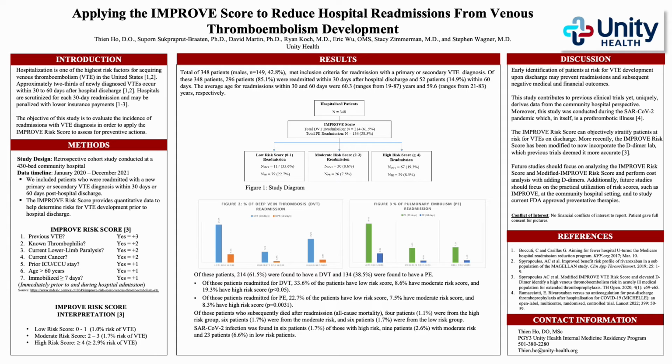Recently, the IMPROVE risk score has been modified to now incorporate the D-dimer lab, which previous trials have deemed more accurate than the initial IMPROVE score. Future QI projects should focus on analyzing both the IMPROVE and the modified IMPROVE risk score from a community hospital perspective and perform cost analysis with adding the D-dimer lab.